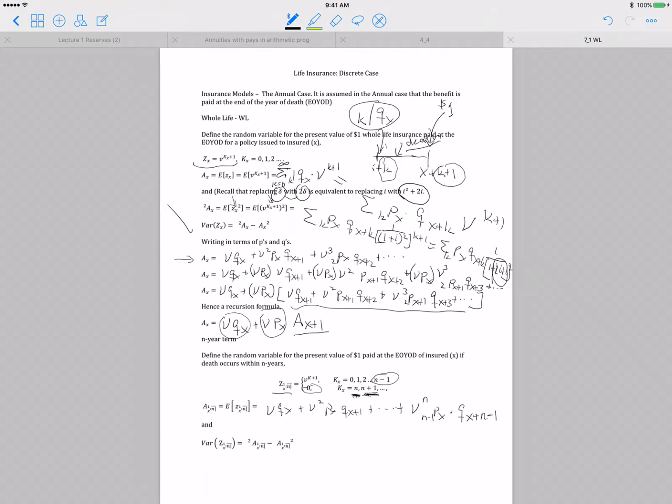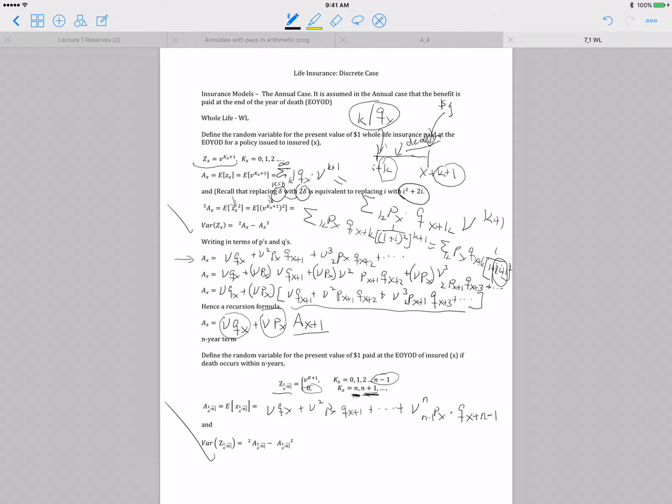Likewise, we can have a variance formula. We just take the second moment, we just square the v's, or square those terms above to get the second moment, and subtract the square of the expected value. So that's no big deal.